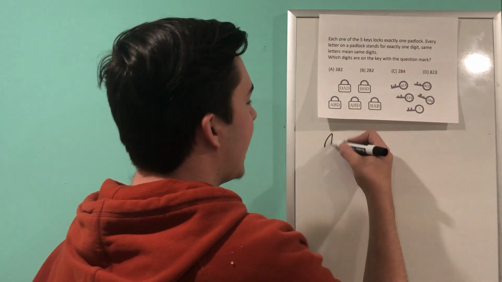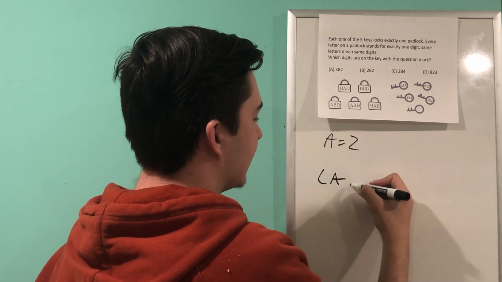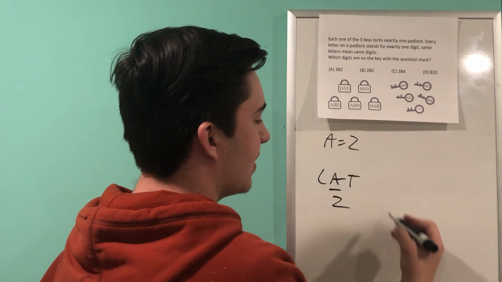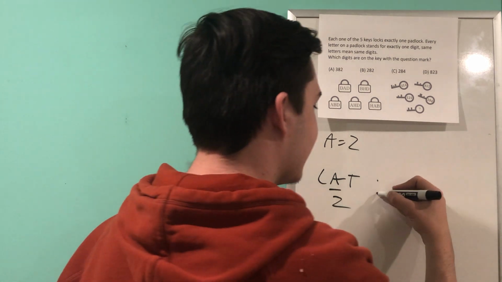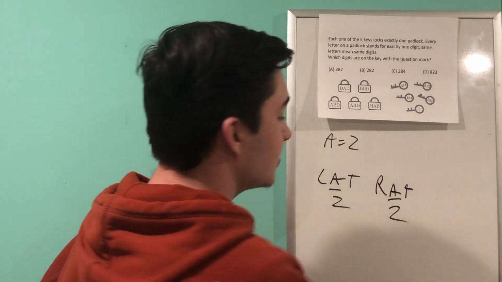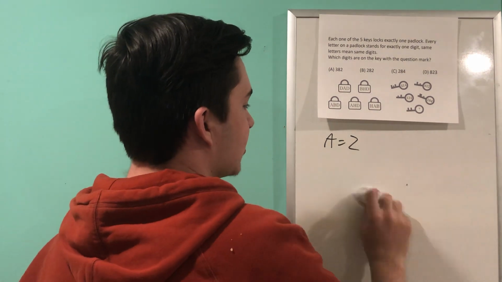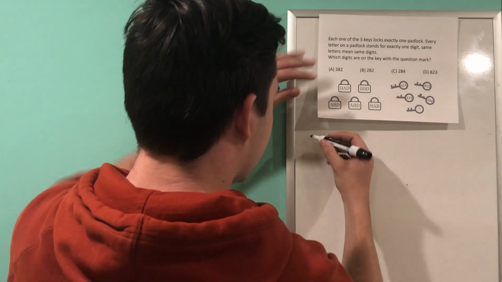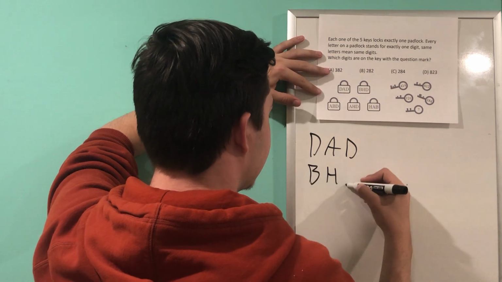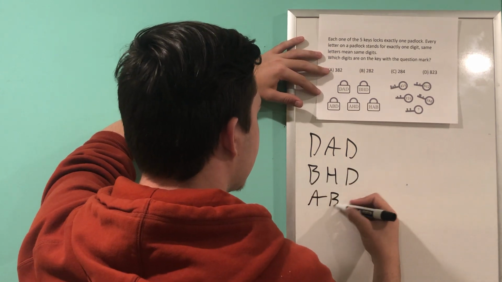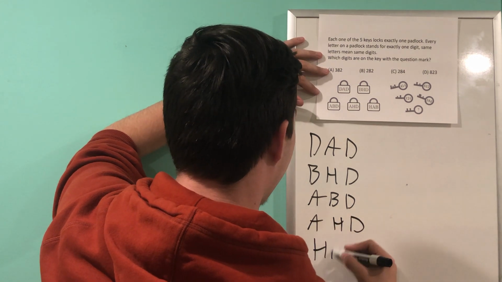So that means that if A is equal to 2, and I have a word like cat, A is equal to 2. If I have another word, like rat, A is also equal to 2. Each letter always stands for the same digit, right? So let's write out what we have. We have Dad, B, H, D, A, B, D, A, H, D, and H, A, B.